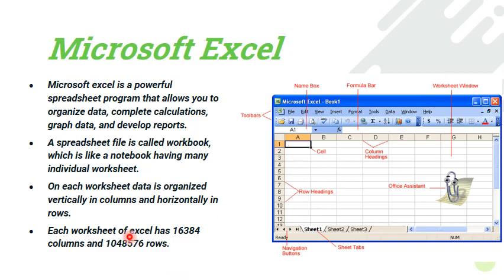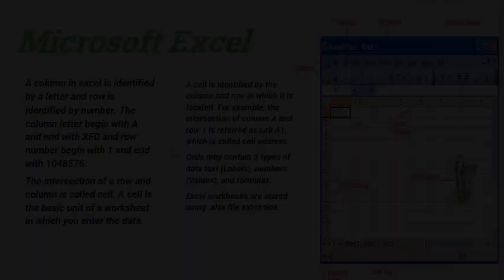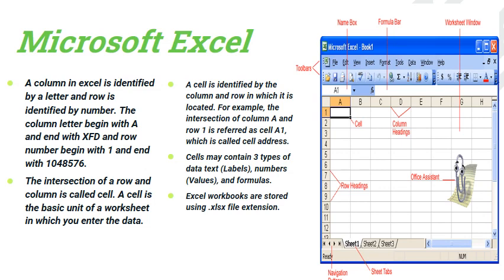And each worksheet of Excel has 16,384 columns and 1048576 rows. A column in Excel is identified by a letter and a row is identified by a number. The column letters begin with A and end with XFD, and row numbers begin with 1 and end with 1048576. As you can see in the image, here is the first column that is identified by the letter A, and this is the first row that is identified by the number 1.